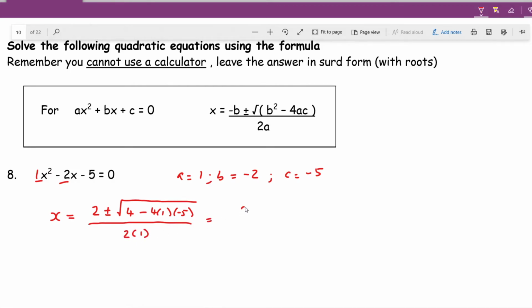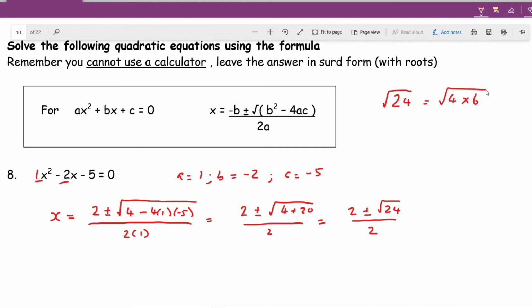So if we simplify this, you'll end up with 2 plus or minus the square root of 4. Now 4 times 1 is 4, times minus 5 is minus 20. With the minus there comes a plus 20, all over 2. And if you get the 4 plus 20, that's plus or minus root 24 over 2. Now you can just put this in your calculator and it simplifies everything for you. However, later we'll look at surds, but when you've got 24, you should look for the biggest square number that goes into 24, which is 4. So it's 4 times 6.